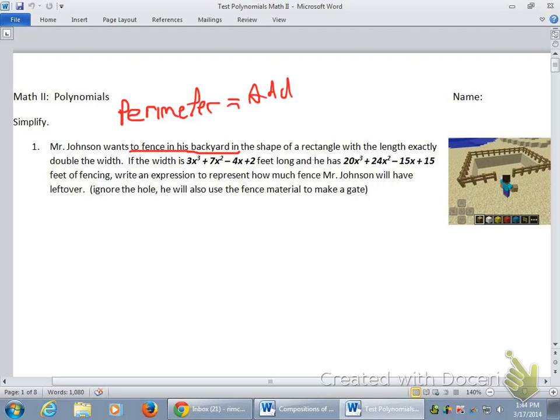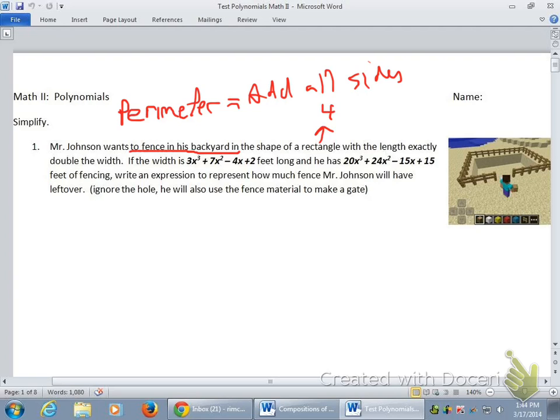Add all sides. Now, I can tell you right now that that was the biggest mistake made on this problem: you did not add all sides. What shape is this fence? It is a rectangle. How many sides are on a rectangle? 4. You should have accounted for 4 sides. Many of you only accounted for 2. You only did the length and the width. But you recognize there should have been 4 sides.